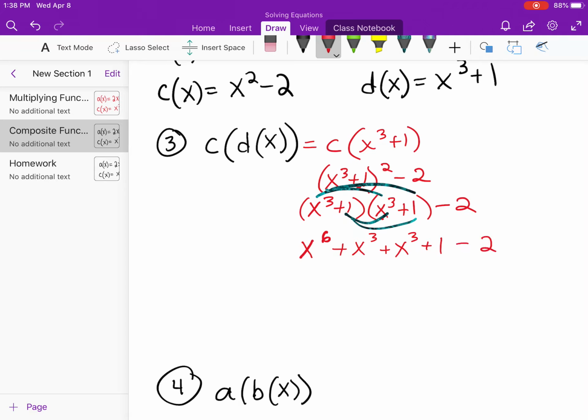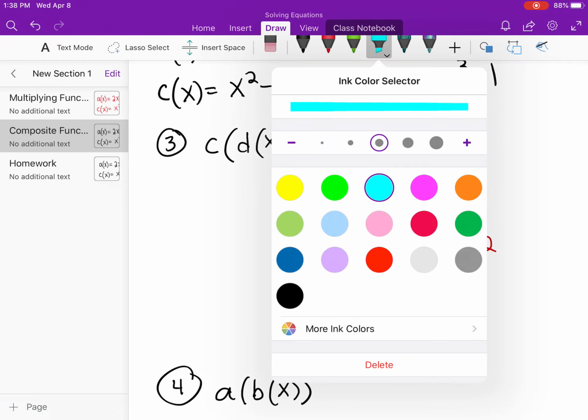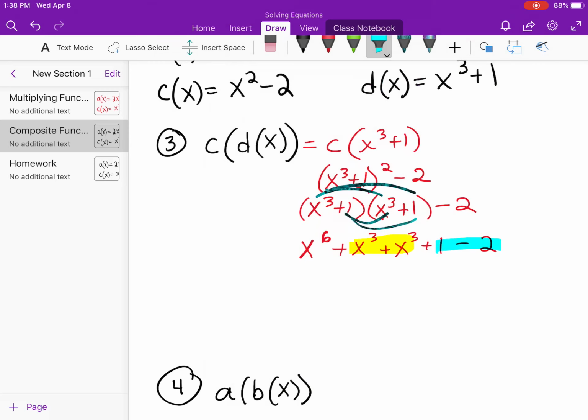And then I still have this minus 2 at the end. Okay, so I guess that wasn't that bad. Now I just need to combine my like terms, so the x to the thirds can combine. And then you can also combine the 1 minus 2 at the end. And then that will be it. So my answer would be x to the sixth plus 2x to the third minus 1, because 1 minus 2 is negative 1. Put a box around it, that's your answer.